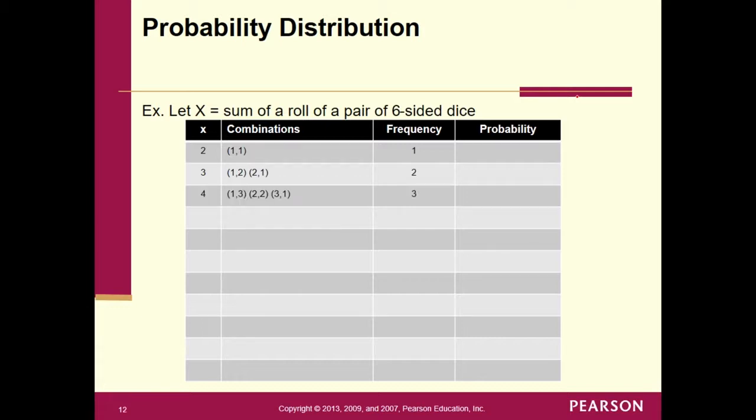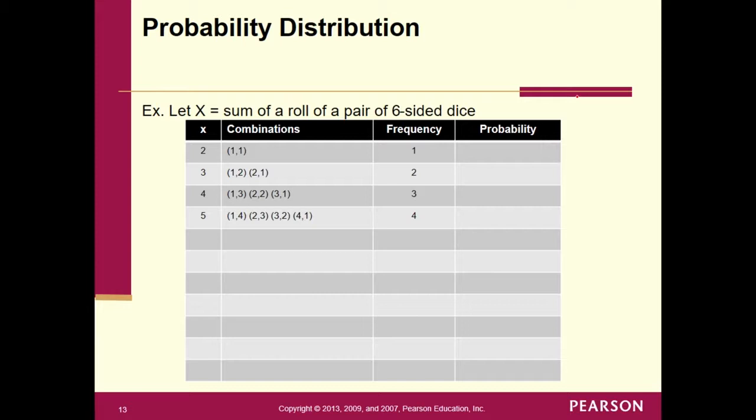So we go to the next one. 4. With 4, you can either roll a 1 and a 3, 2 and a 2, 3 and a 1. And there's 3 ways of doing that. So it looks like every time that we went up one number, the number of combinations has gone up 1. Let's see how long that continues. So here's 5. With 5, you can roll a 1 and a 4, 2 and a 3, 3 and a 2, 4 and a 1. And there's 4 ways of doing that.